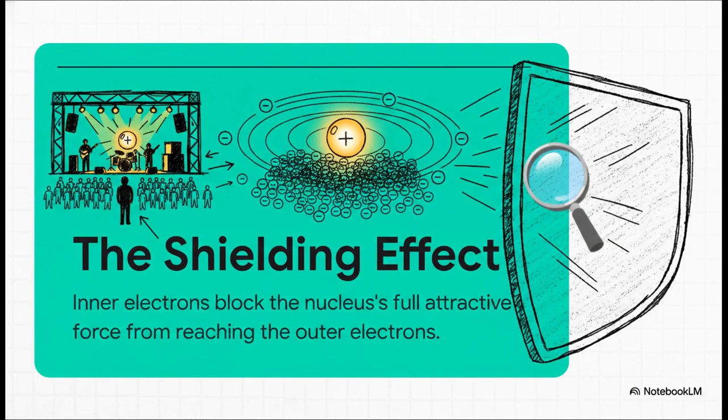Okay, so this repulsion creates something really cool called the shielding effect. Imagine you're at a huge rock concert, and you're trying to see the band on stage. That's the nucleus.